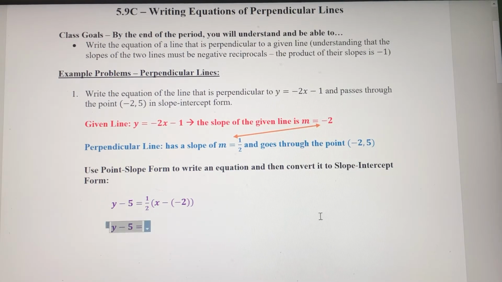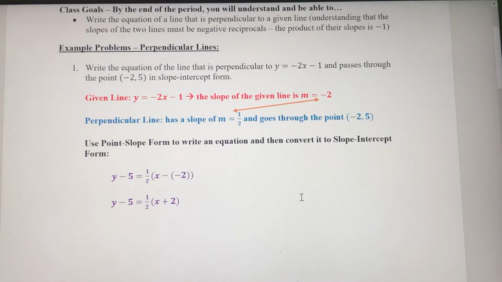Okay, on the left side, there's nothing to clean up yet. Okay, I can't distribute the 1/2 just yet because I want to clean up what's in the parentheses here. So x minus a -2 becomes x plus 2. All right. Now I can distribute. So y minus 5 equals 1/2 x plus 1. Okay. 1/2 times x is 1/2 x. 1/2 times 2 is 1. All right. So now I want to add 5 to both sides. And that's going to give me my equation in slope intercept form, which is y equals 1/2 x plus 6.